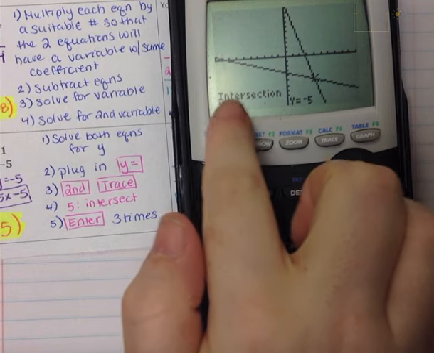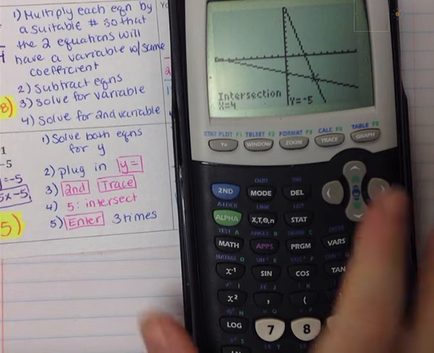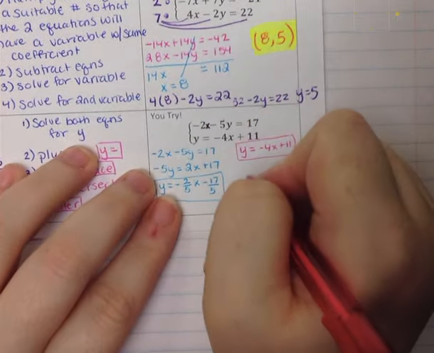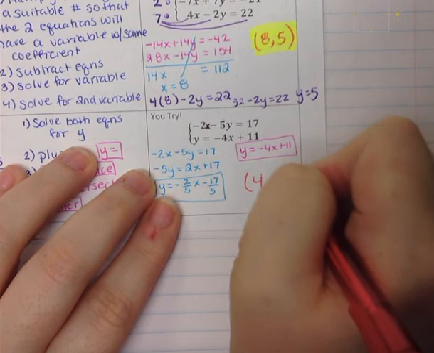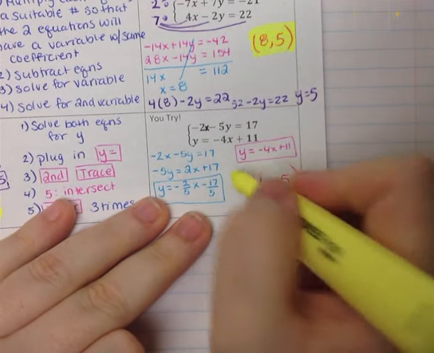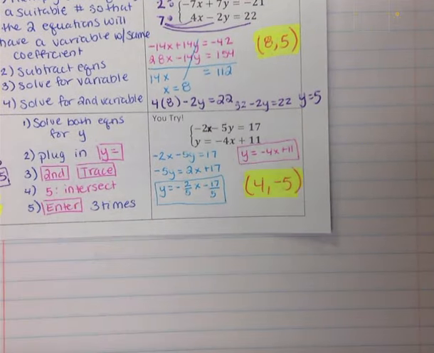The solution, it says intersection, says 4 and negative 5. So that is our solution. x is 4, y is negative 5. So our coordinate is at (4, negative 5). And again, this is solving systems of linear equations using graphing.